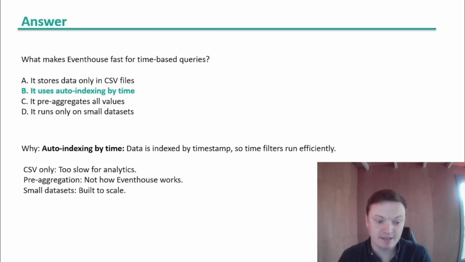CSV only is not correct as it is too slow for analytics. Pre-aggregation is not correct. It is not how Eventhouse works, and small datasets is not correct either.